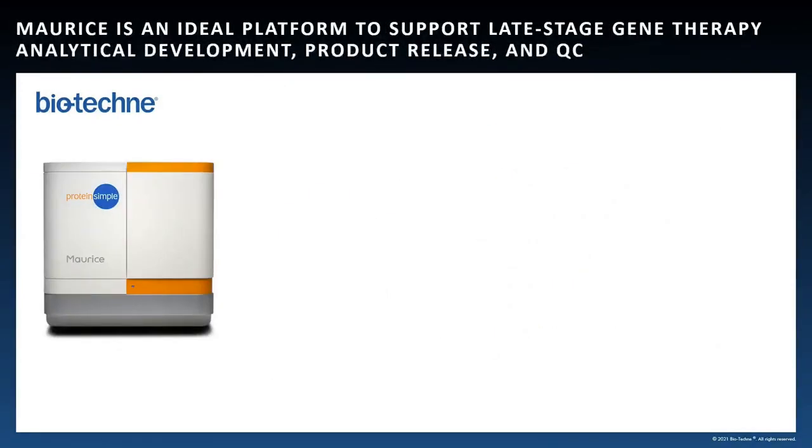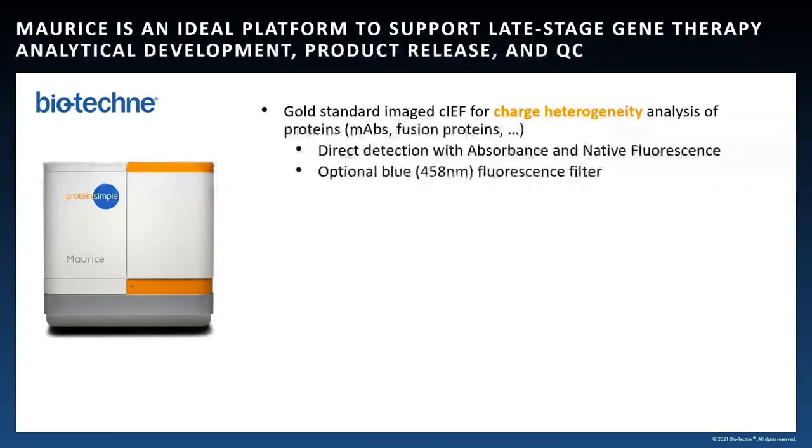Maurice is a dual mode instrument and provides the gold standard imaged CIF technology for charge heterogeneity analysis. It's used widely for monoclonal antibodies as well as fusion proteins, but also more recently, as we'll discuss today, for viruses. Like its predecessor, the ICE3, Maurice features direct detection with absorbance, but adds native fluorescence, as well as an optional blue fluorescence filter. Maurice features CE-SDS with direct detection for purity analysis of proteins.